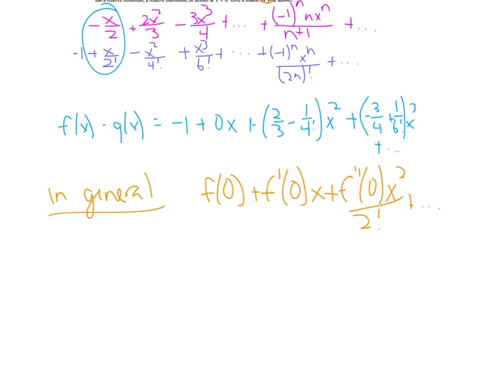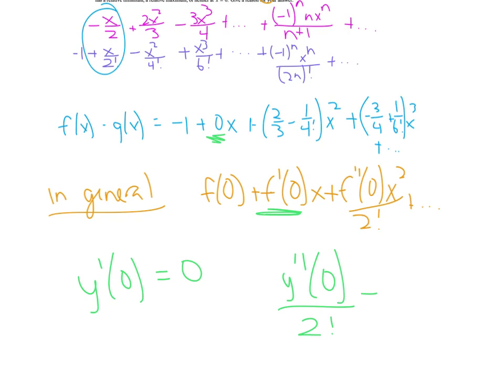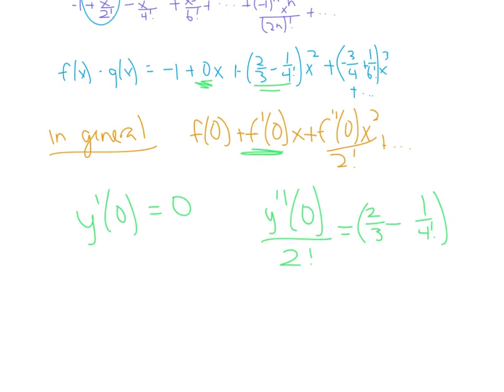So, if I consider this, y prime of 0 equals 0. And y double prime of 0 over 2 factorial equals this piece, 2/3 minus 1 over 4 factorial, because the coefficients have to match up. So that means y double prime of 0 equals 2/3 minus 1 over 4 factorial times 2 factorial. I could figure out what that number is, but I don't really care. So I found the two numbers.